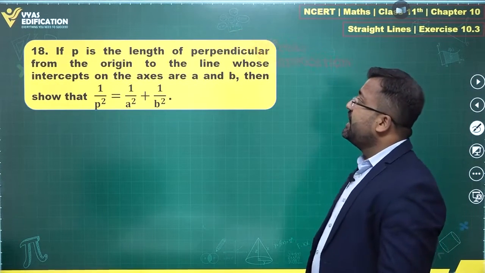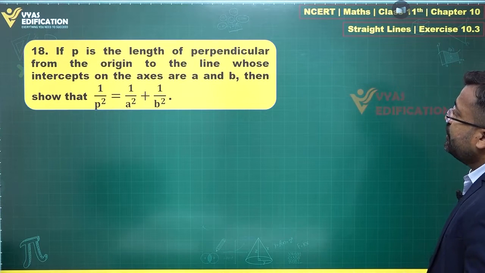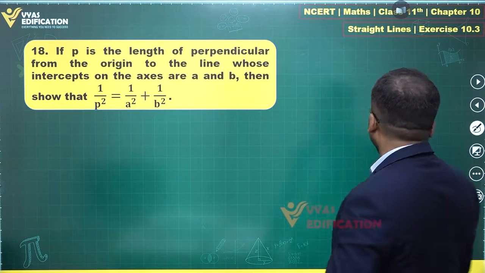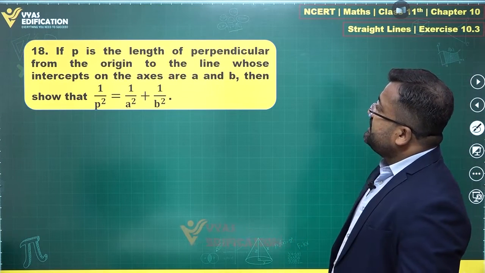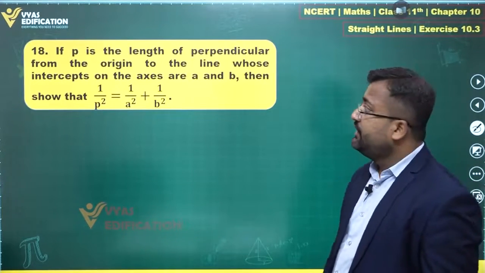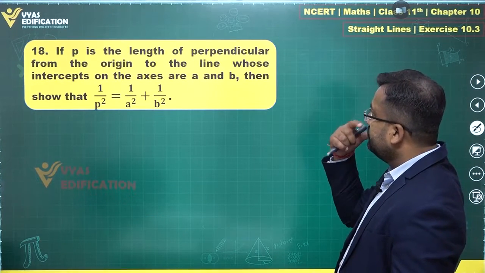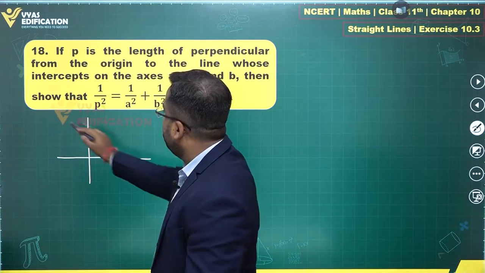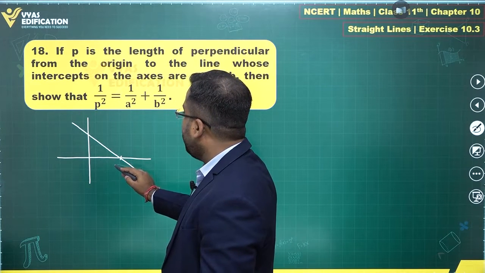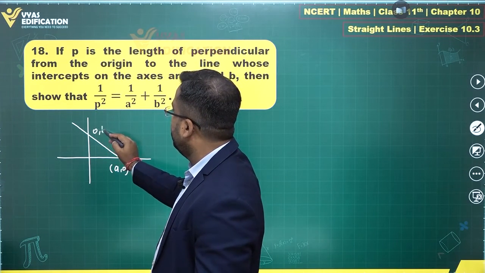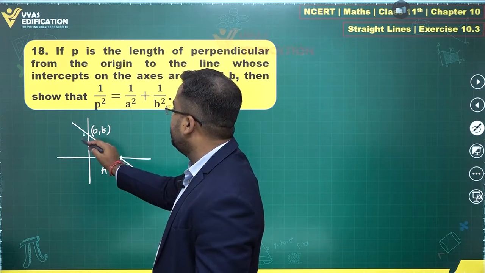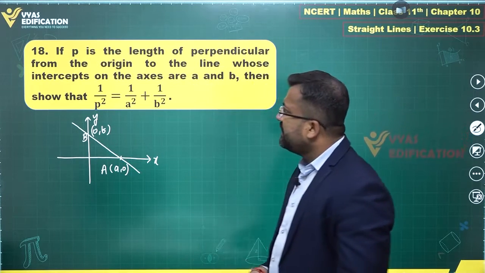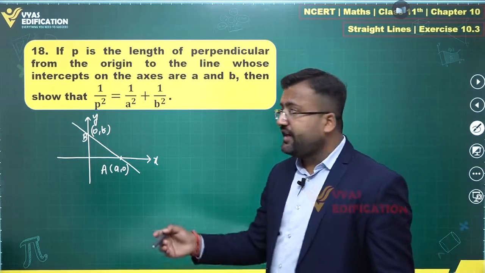Question number 18 says, if P is the length of perpendicular from the origin to the line whose intercepts on the axes are A and B, then show that 1 upon P square is equal to 1 upon A square plus 1 upon B square. P is the length of perpendicular from the origin to the line whose intercepts on the axes are A and B. So we have this line whose intercepts are A and B. Let's say this is x-axis and this is y-axis. So x-intercept will be A and y-intercept will be B.